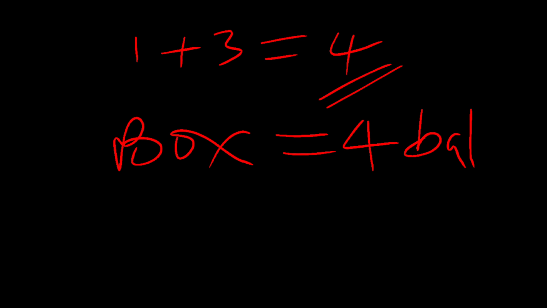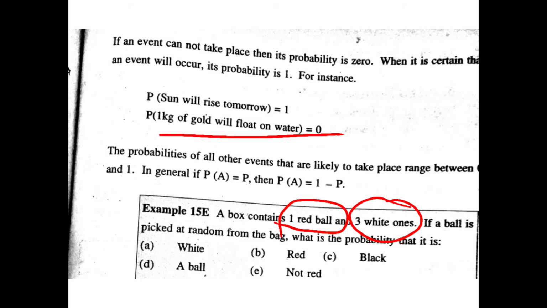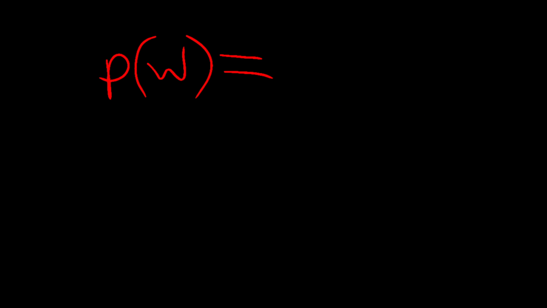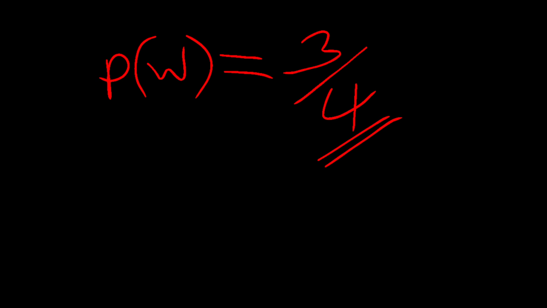Remember, probability is equal to favorable outcome over total outcomes. I'll use W to say white. The favorable outcome: how many white balls do we have in the box? There are 3, right? So we're going to say 3 over, what is the total number of balls? The number of balls in the box is 4. So the probability of us picking a white ball is 3 over 4.